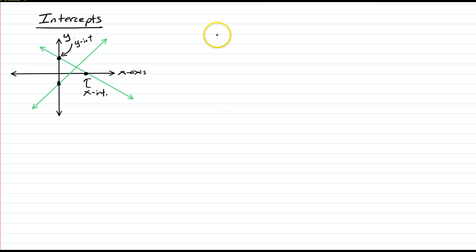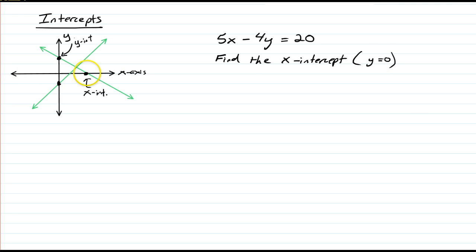So when we have an equation like 5x minus 4y equals 20, let's look at finding the x-intercept. So when we find the x-intercept, the rule is that we make y equals 0. And the reason for that is over here, if we look at this point, this could be like 3 comma 0. This point right here would be 1.5, 0. Whenever you have an x-intercept, your y value is 0. And so to find the x-intercept, we just make y 0.